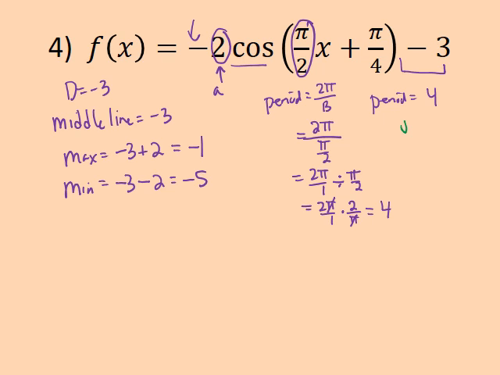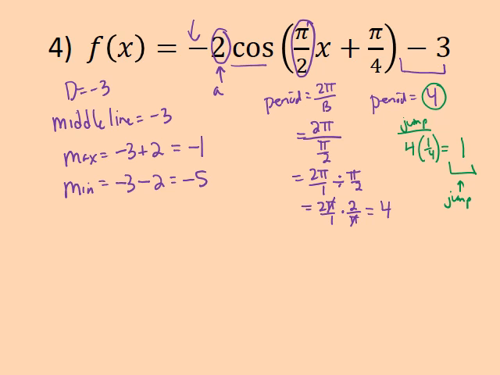Now our jump is found by taking the period, in this case 4, and multiplying it by a fourth. So when you multiply 4 times a fourth, you get 1. So our jump is going to be 1 unit.